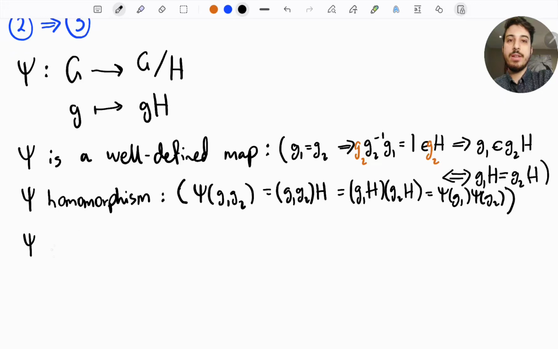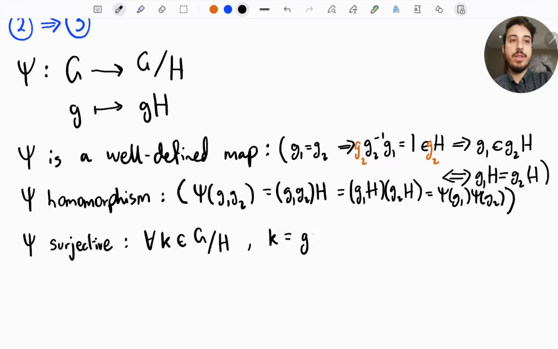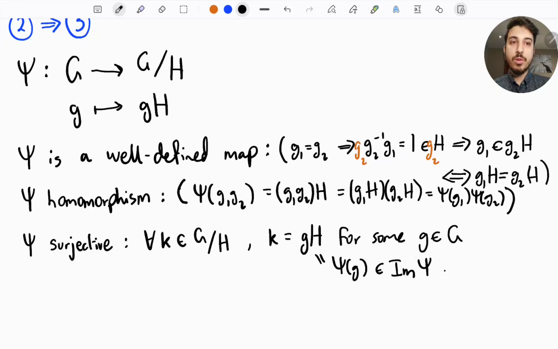So psi is surjective because for all k, a coset in G/H, k is equal to GH, because any element in G/H would have this form, GH for some G in G. And now this is exactly, by definition of psi, psi of G for some G in G. And this is an element of the image of psi. So, to conclude, every element in G/H is the image of some element in G, naturally, because G/H came from a G.